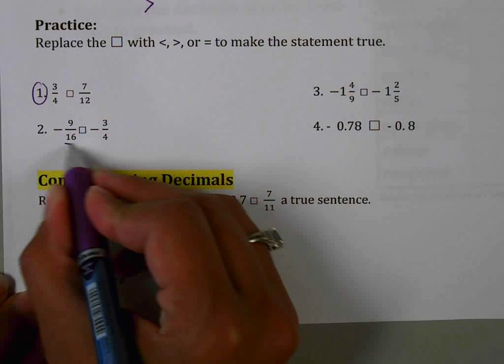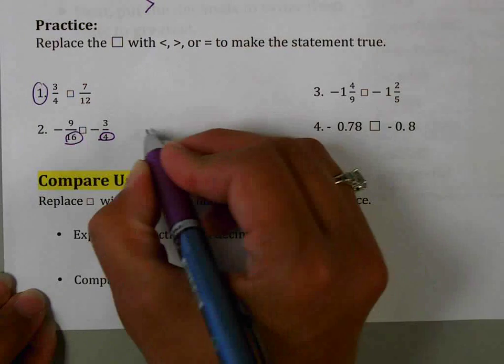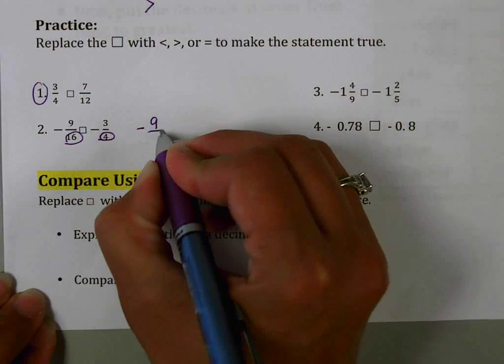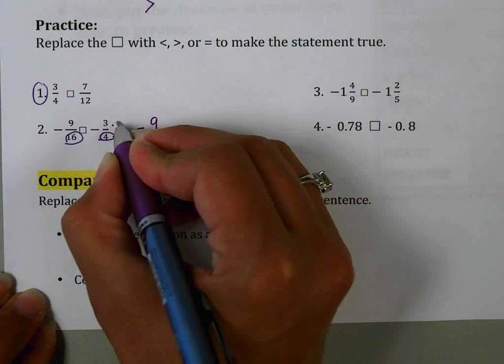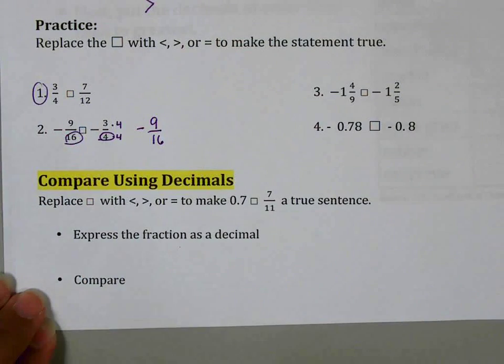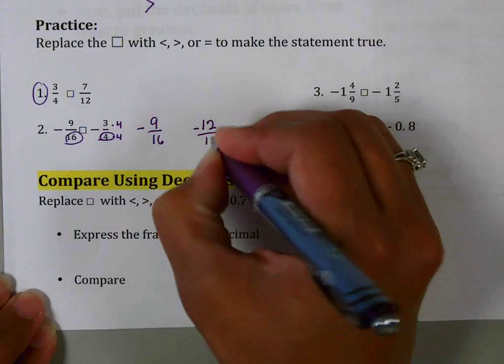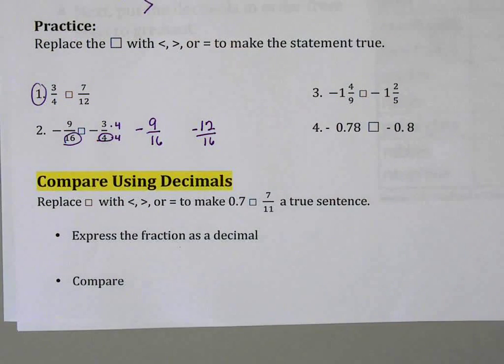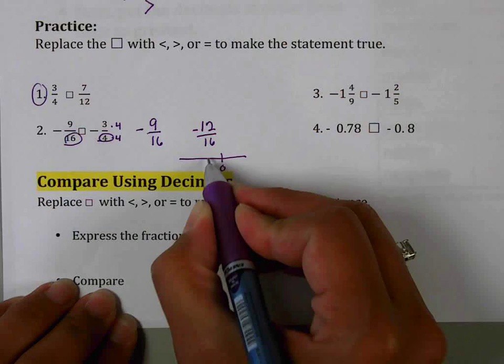I'd like to find a common denominator on this one. So my common denominator would be 16. So negative 9/16 remains the same, and then I would multiply negative 3/4 by 4/4 to get a negative 12/16.